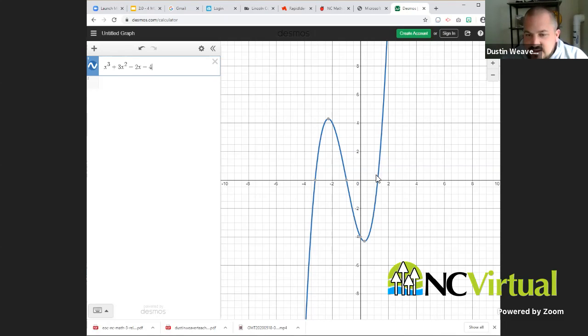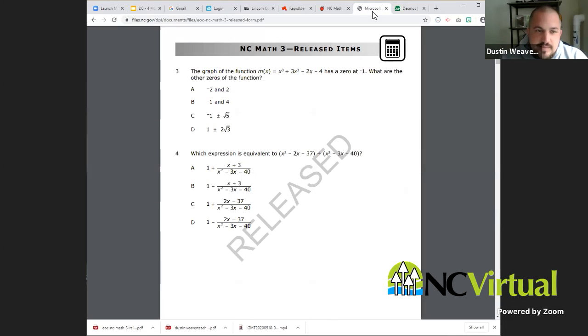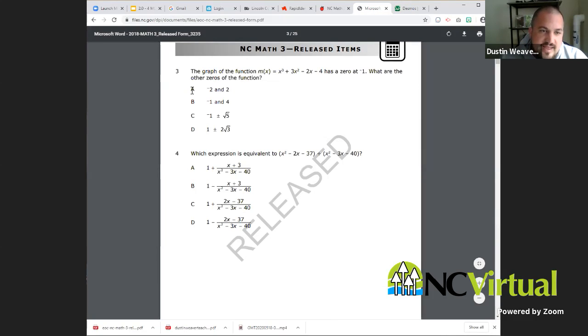When we type it in, it already told us that it had a 0 at -1. So now we're just looking for the other two zeros. This one says -3.236, and this one says 1.236. So if I look at that, I know that's not A, and I know that's not B. So I'm looking for, is this C or D?